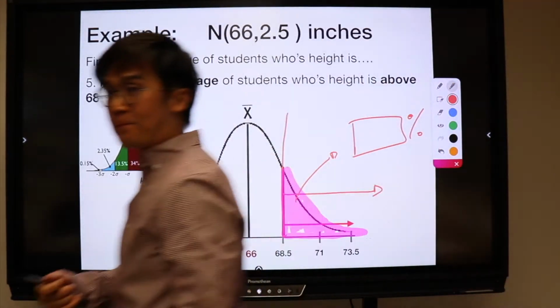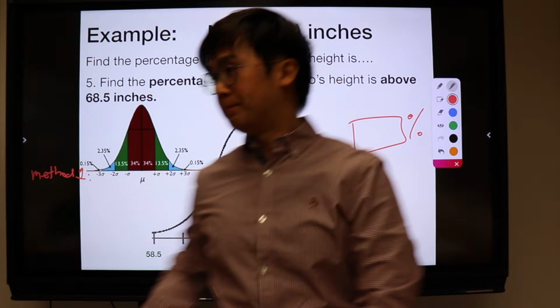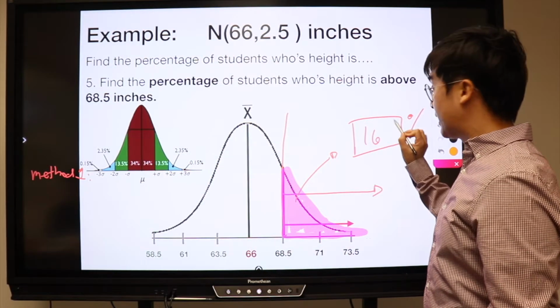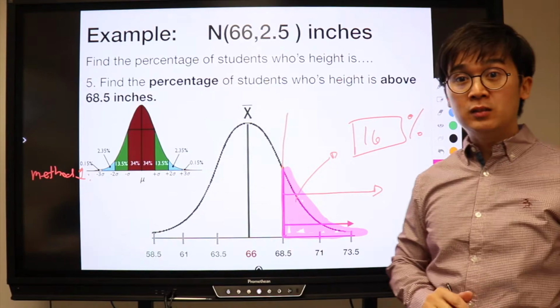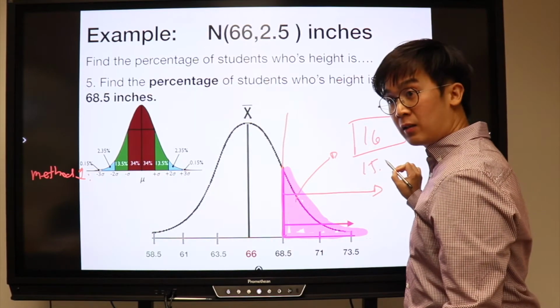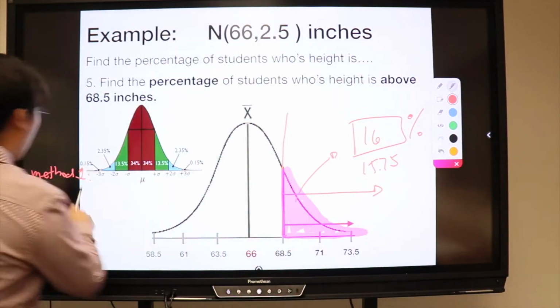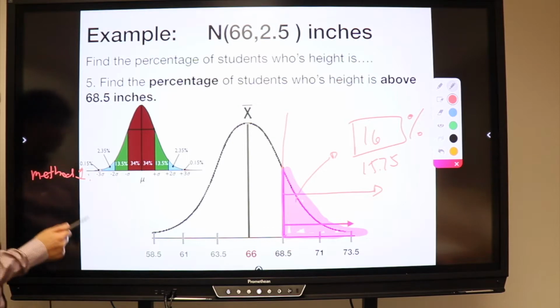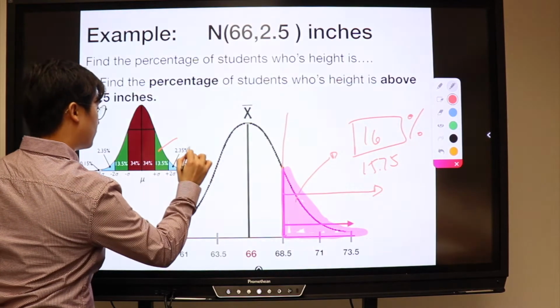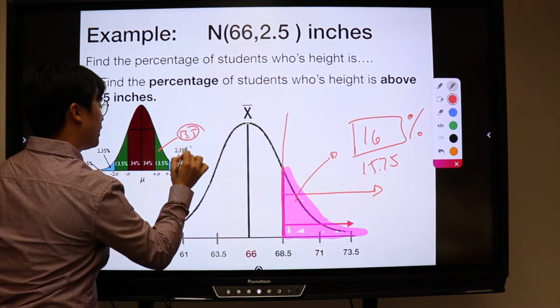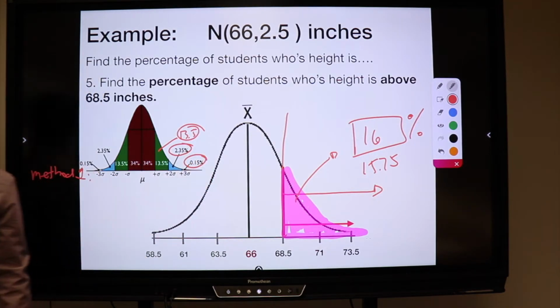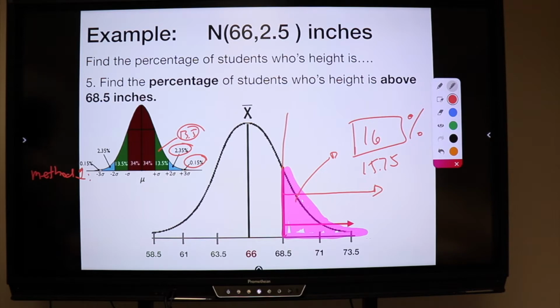Alright, did you compute for it? Yes. Okay. What is your answer here? I got 16. 16%? Is there any other answer? 15.75. 15.75%? Okay. So let's see which one is correct. How did you get 16%? I added 13.5, 2.35, and 0.15. So you added 13.5, 2.35, and 0.15. And that is another way on how to compute for this. And you got 16%? Yes. And I think that is the correct answer that we're looking for.